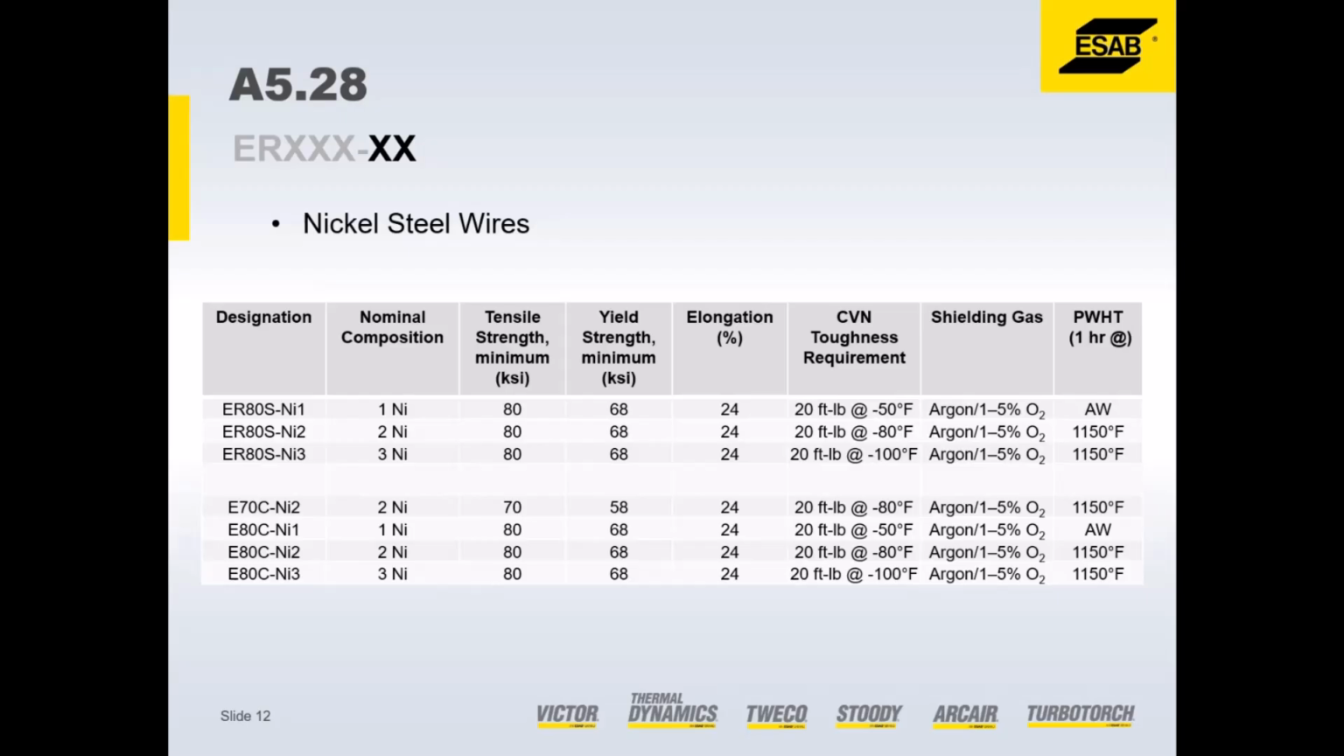Those were a little over 1%. And here we're looking at 1%, 2%, 3% nickel. And that is greatly improving the impact properties. So they're all showing a minimum of 20 foot-pounds. But if you notice, the test temperature got colder, and steels go through a ductile to brittle transition temperature. So this is lowering that transition temperature, allowing the material to have a higher impact resistance at those lower temperatures.